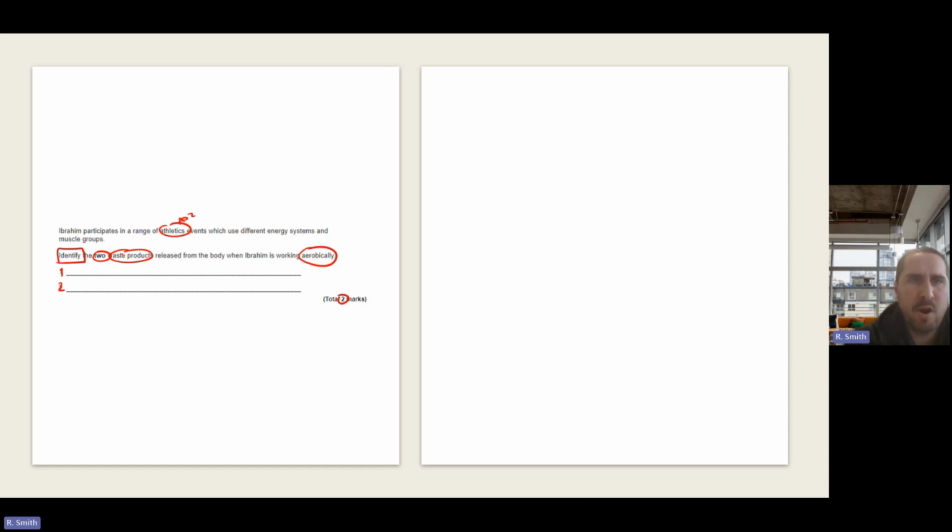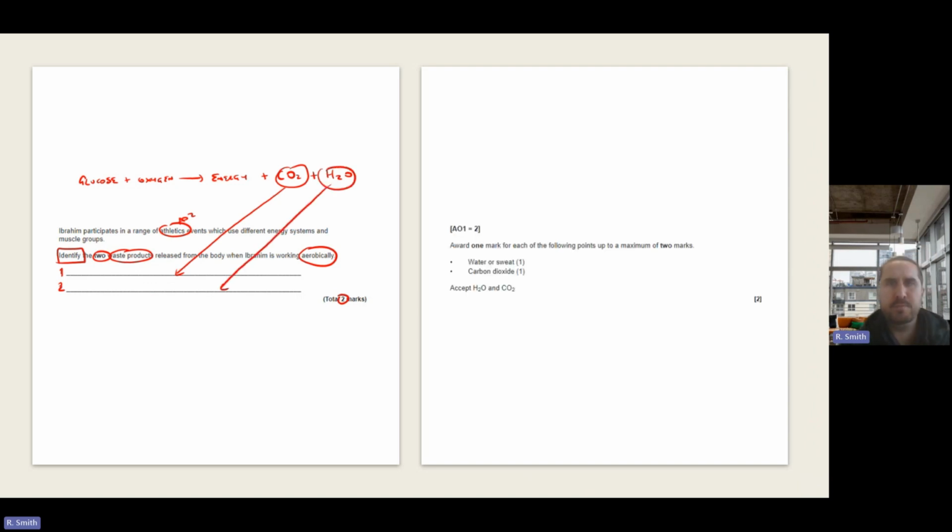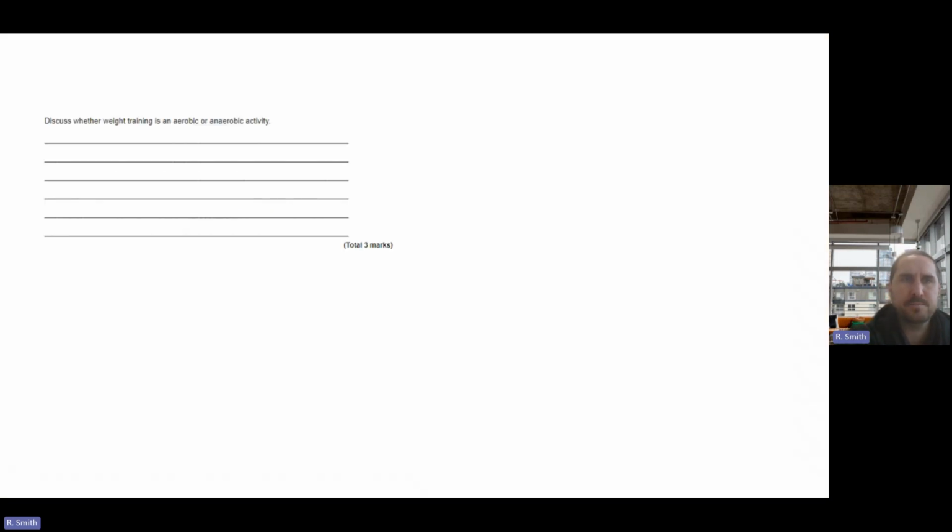So because we're looking at aerobic, let's always start by putting the equation down. So we have got glucose plus oxygen leads to energy plus carbon dioxide plus water. So therefore, straight away, we know the answers provided, and there's one of the reasons why you must learn the definition. Water, typically through loss of sweat, carbon dioxide through expiration.